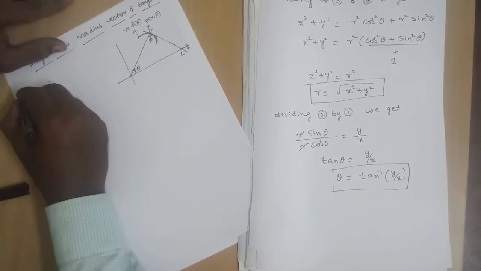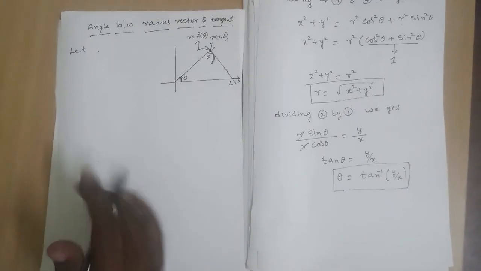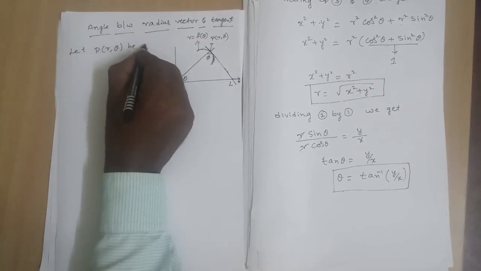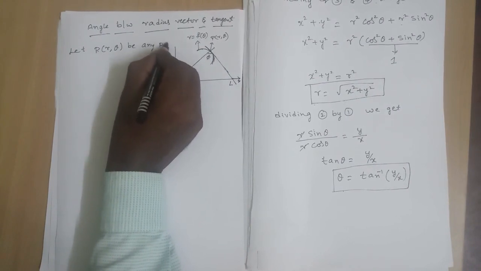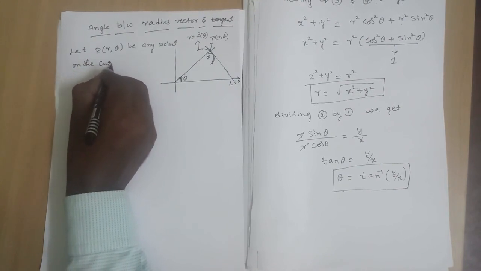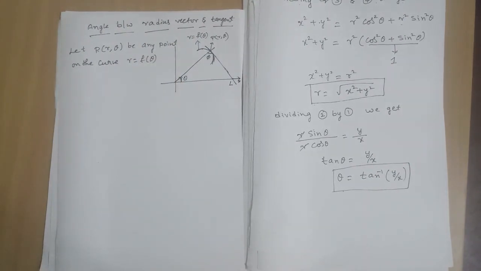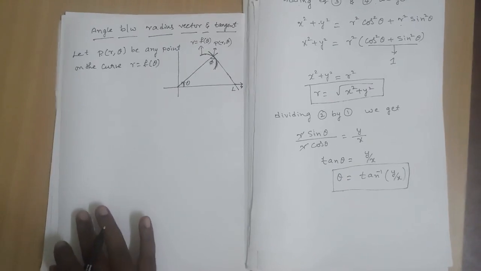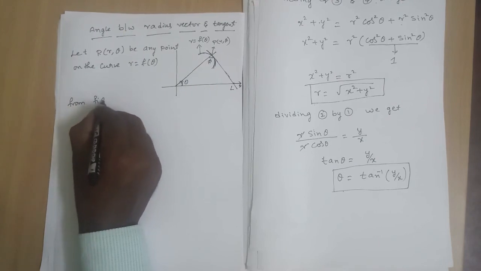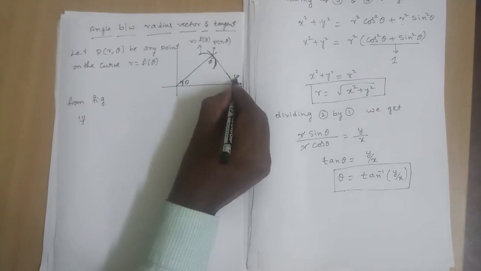So let P of r comma theta be any point on the curve r equals f of theta. From the figure, I got this angle as psi. Okay.